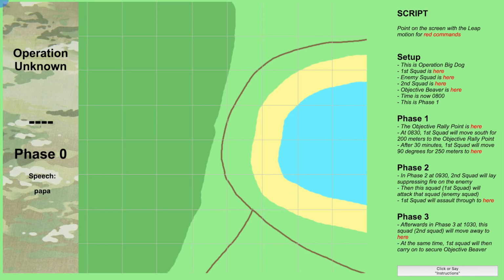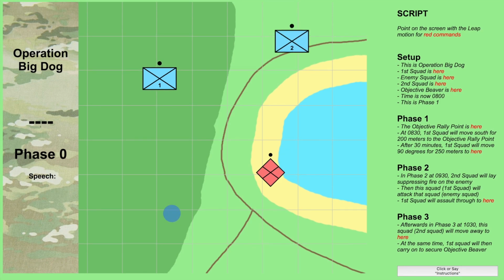This is Operation Big Dog. First squad is here. Enemy squad is here. Objective Beaver is here. Time is now 0800. This is phase 1. The objective rally point is here.